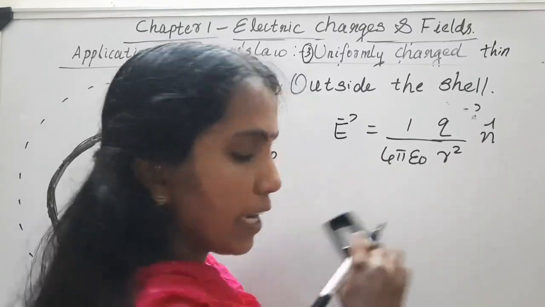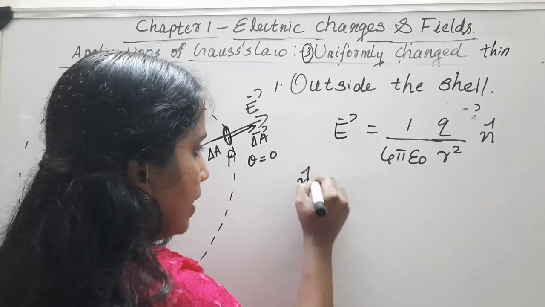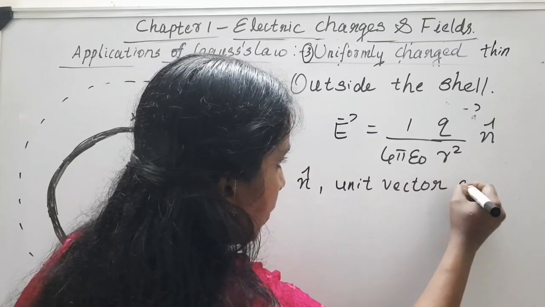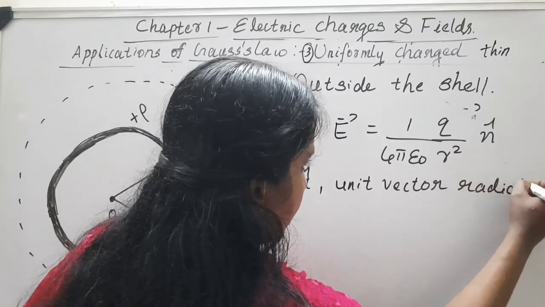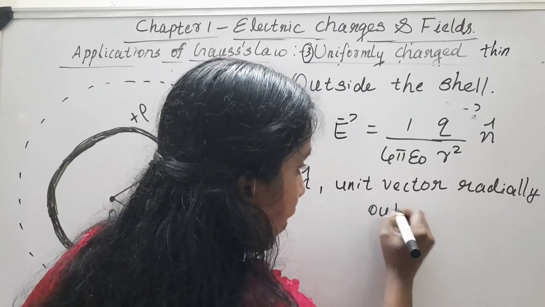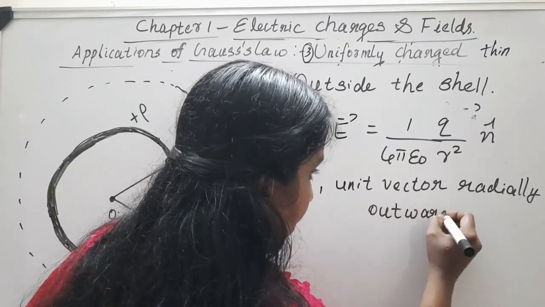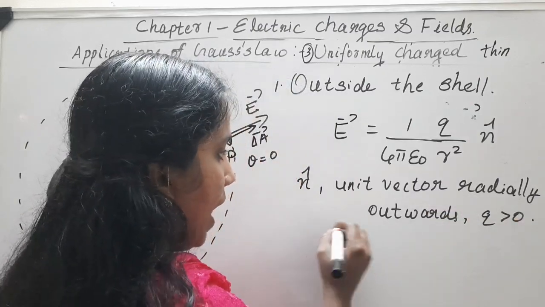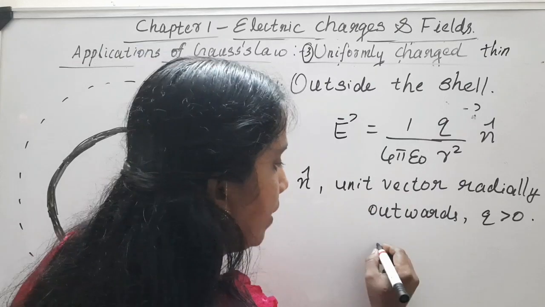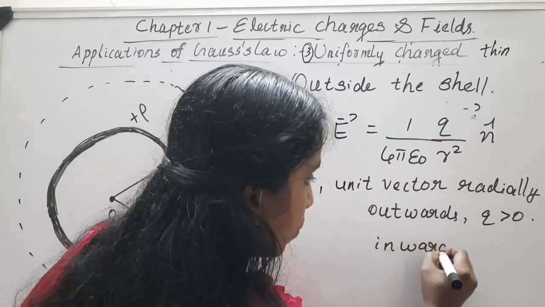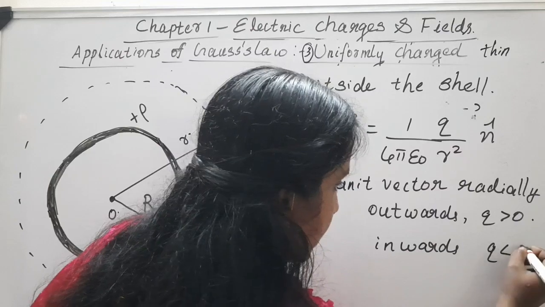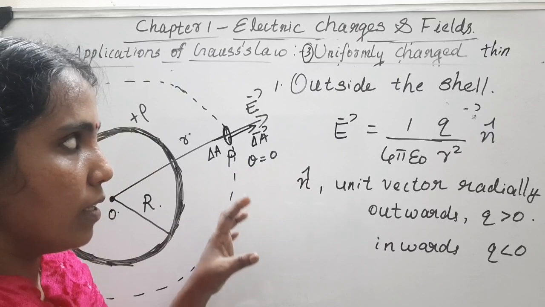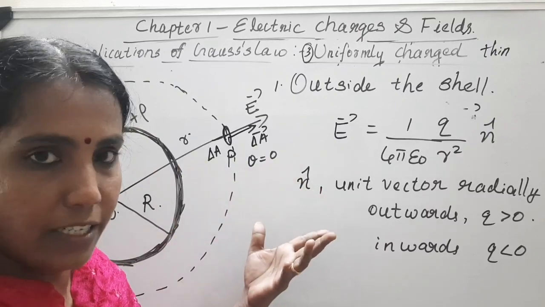So how will we write n cap? N cap is the unit vector, radially outward when Q is greater than 0. Radially outward when Q or rho, if it is given in terms of rho, is greater than 0, and radially inward when it is less than 0. So you write everything, that is, it is radially inward when Q is less than 0. So this is outside the shell. So outside the spherical shell, the field.